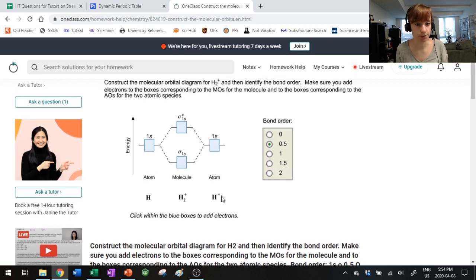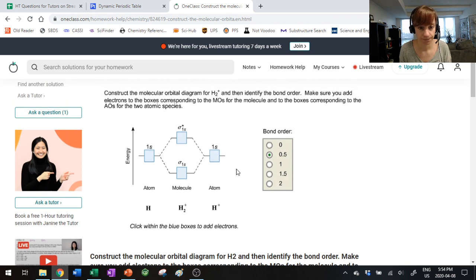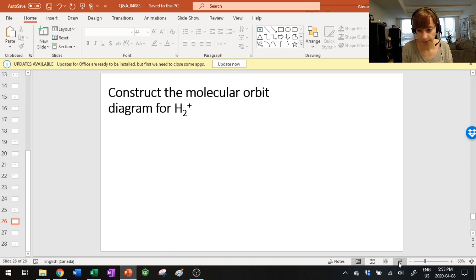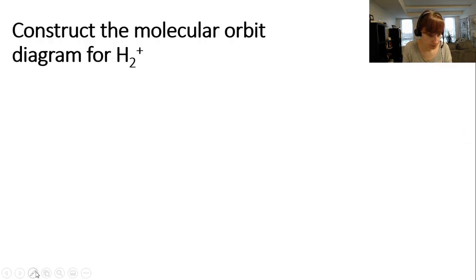So the question is to construct the molecular orbital diagram for H2+, then identify the bond order. Make sure you add electrons to the boxes corresponding to MO, the molecular orbitals for the molecule, and to the boxes corresponding to the AOs, so the atomic orbitals, which are here, for the atomic species. Okay. So I'm going to draw it out. So we're going to deal with the atomic orbitals first.